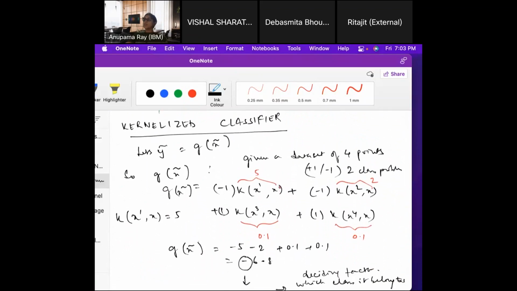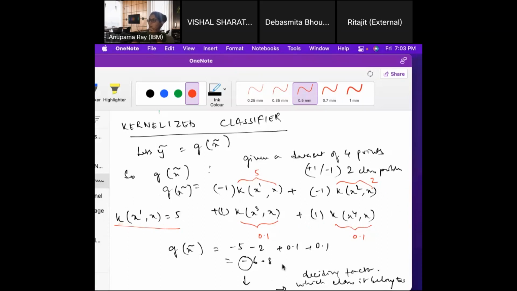Okay, so now we can think about a kernelized classifier, and I'm just giving you the intuition here. Let's say we have a data set of 4 points, and you can write it like this. There are these values of the data set, and say you have some way to compute k of x1 to x, so you have the distances. Say this is a distance kernel, and you have the values: this is 5, this is 2, this is 0.1, this is 0.1. So this boils down to this function.